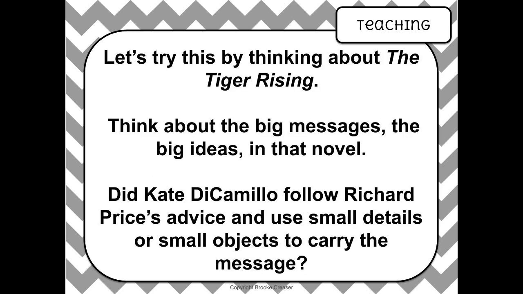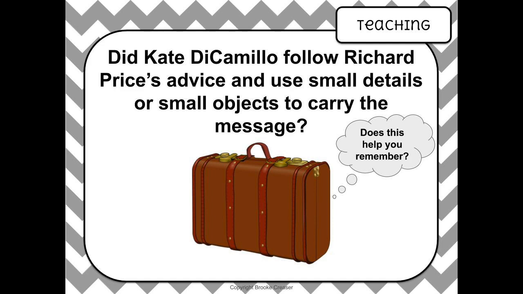Let's try this by thinking about The Tiger Rising. Think about the big messages, the big ideas in that novel. Did Kate DiCamillo follow Richard Price's advice and use small details or small objects to carry the message? Well, I sure think she did. Do you remember from Tiger Rising the suitcase? You remember how the suitcase was always there and symbolized Rob's feelings? How he always had them closed off in the suitcase?